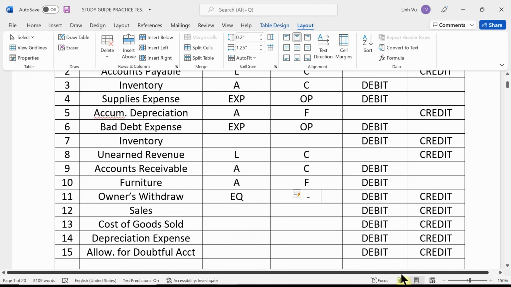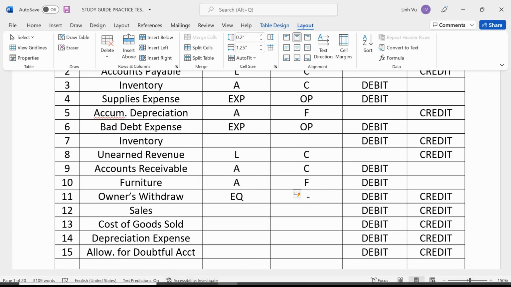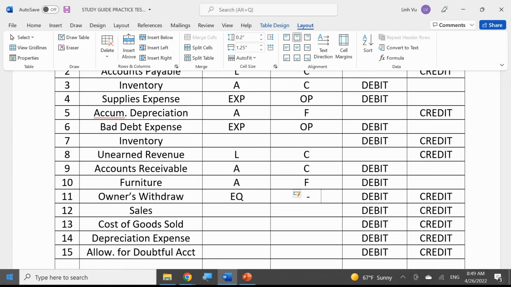And what kind of balance would this have? Debit. Yes, because it flows in the opposite direction, right? Instead of increasing equity, which we would normally do with a credit, we're going to decrease the equity by withdrawing money. So we're taking away the money. In this case, that is correct. It is a debit.